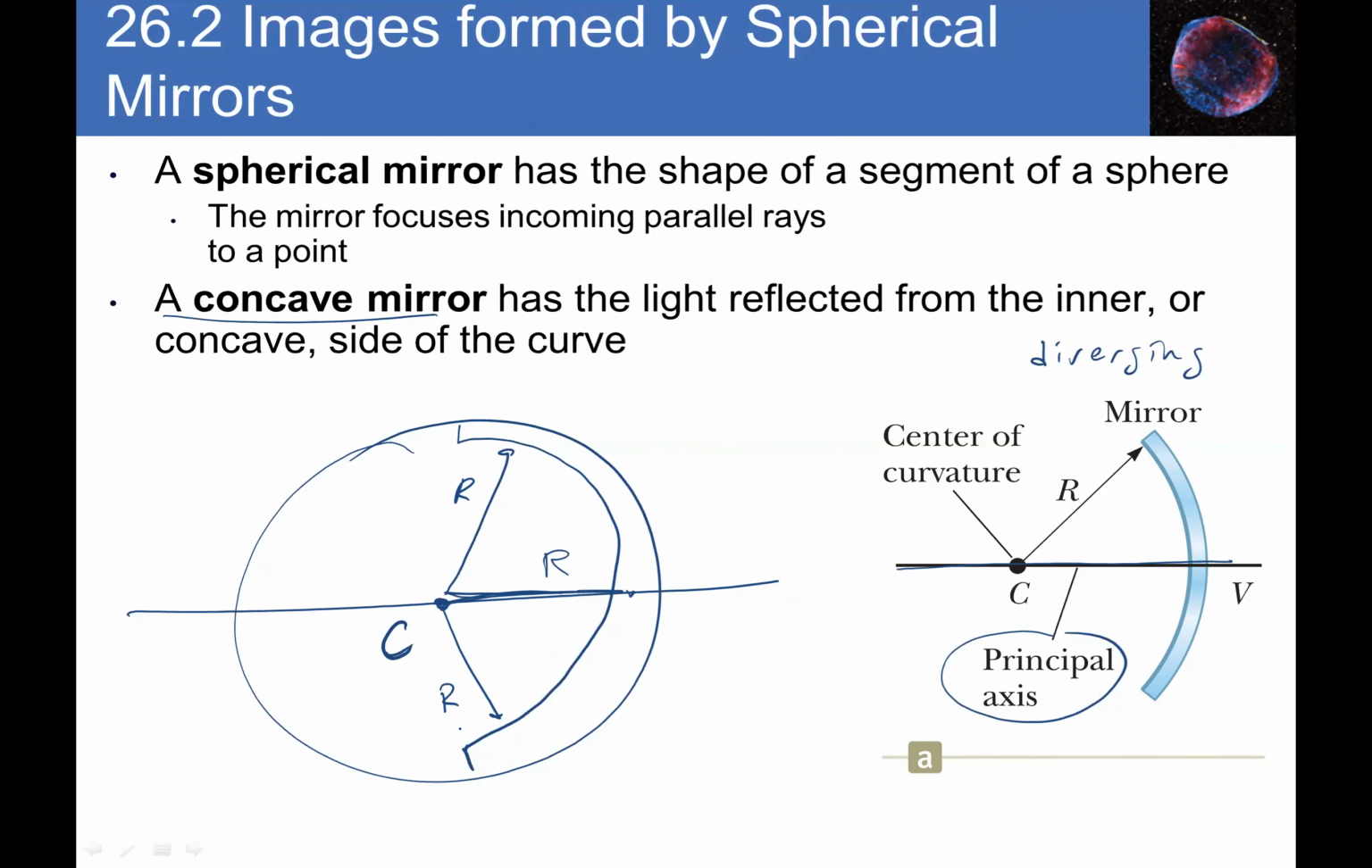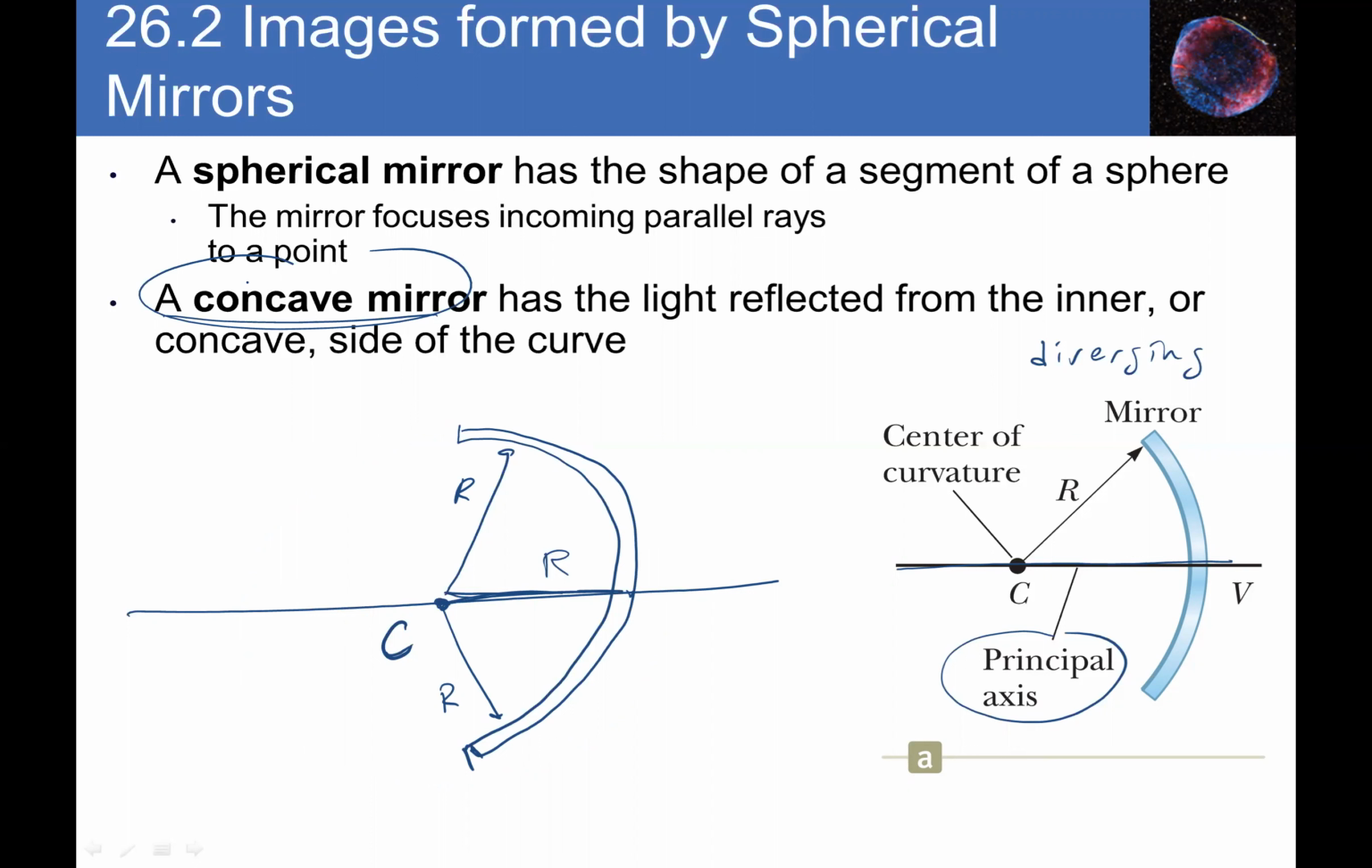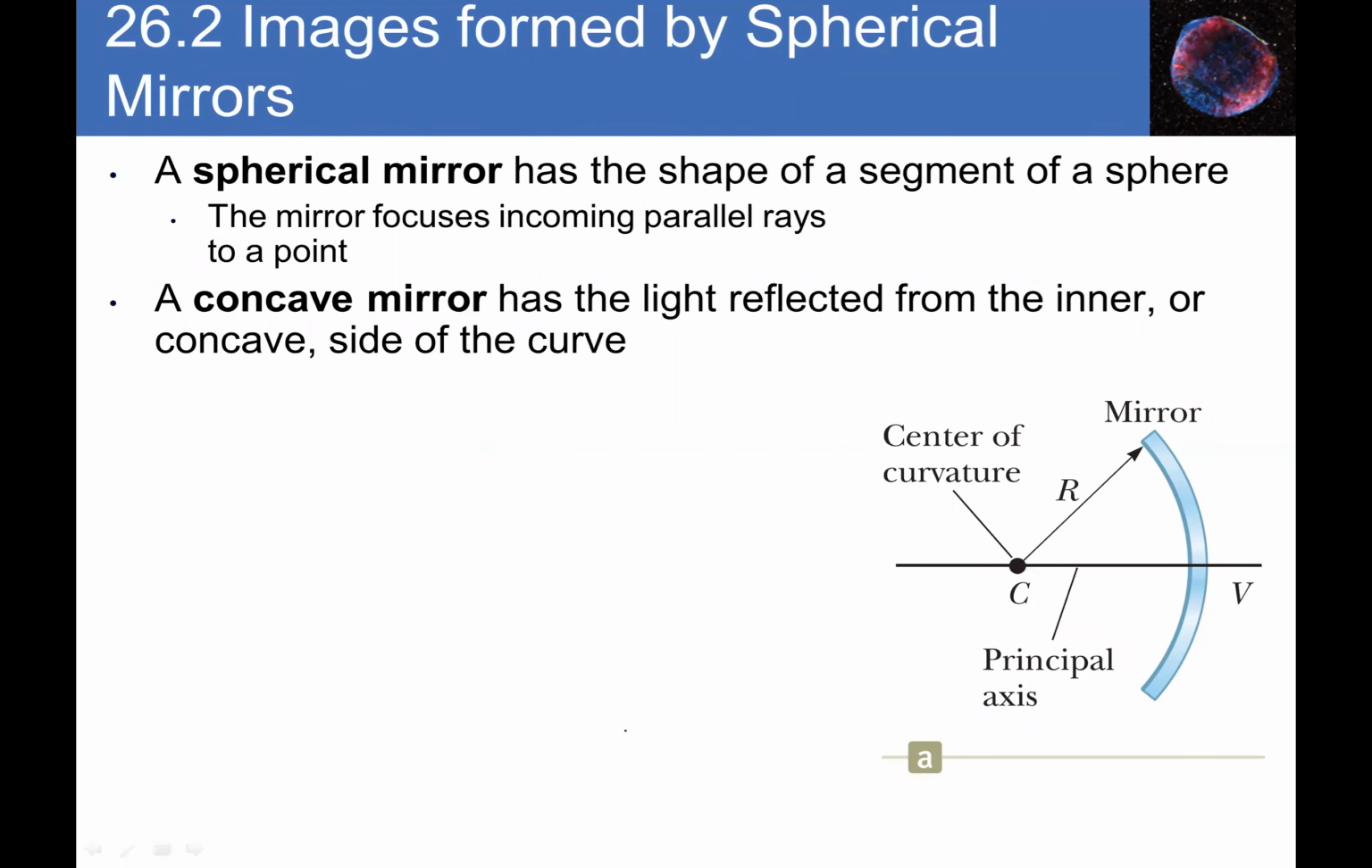That means we ignore the other parts of the sphere. We only have this segment, and this is known as a concave mirror. With the concave mirror, we can start doing measurements. If light is incident on that mirror, then that light can be reflected from the mirror, and we can have an image, just like the flat mirror.